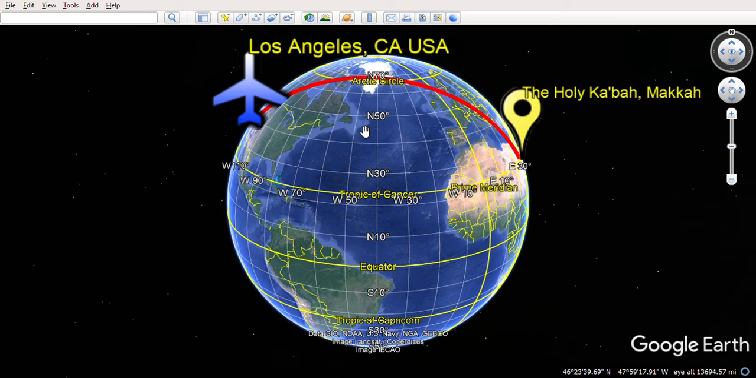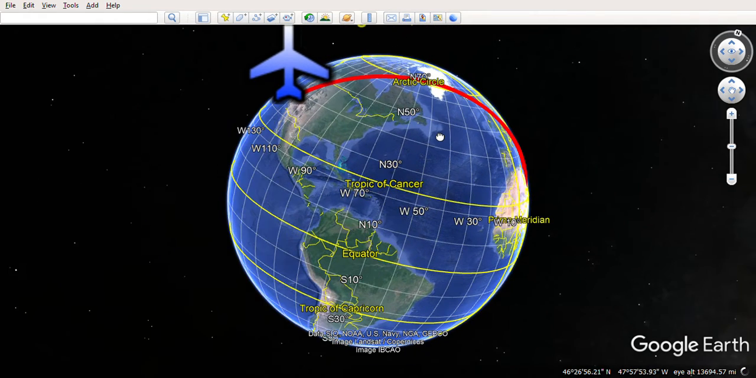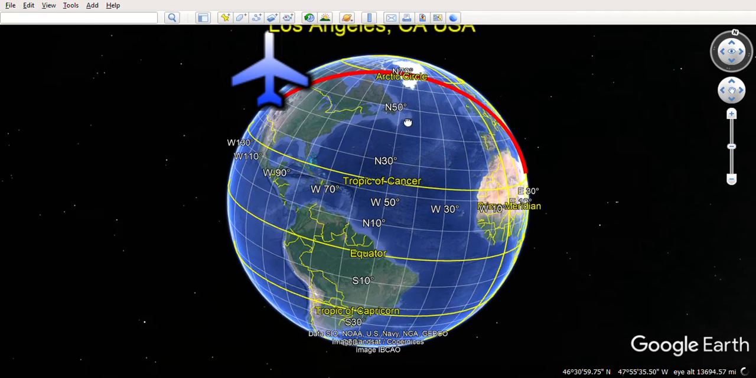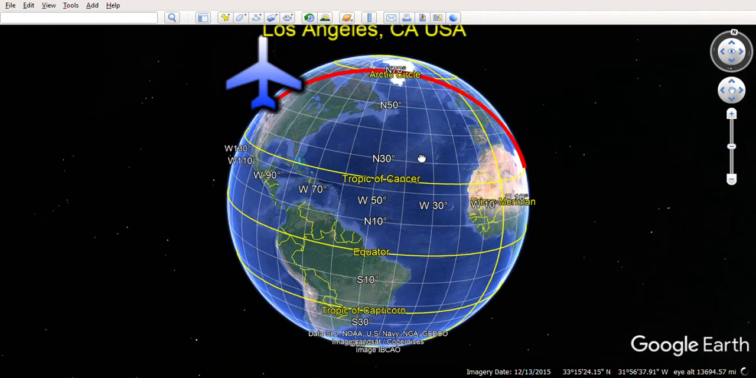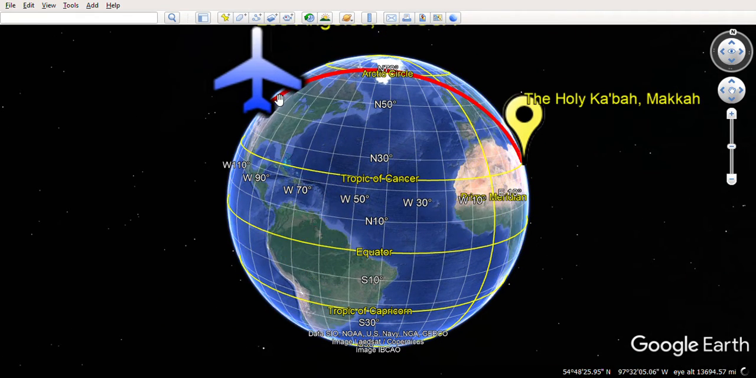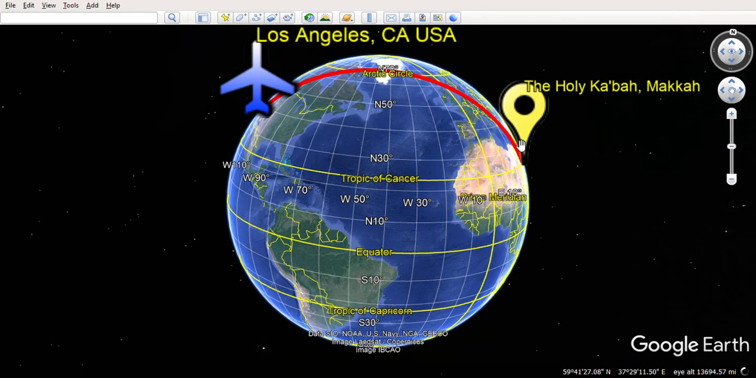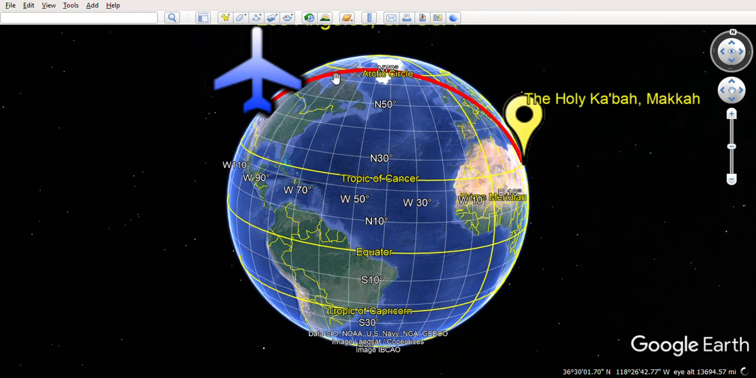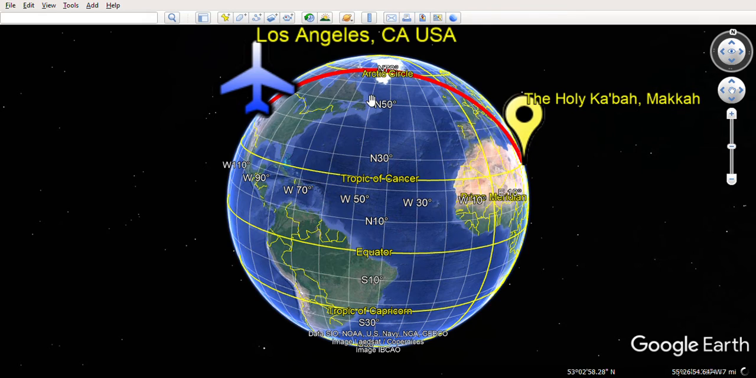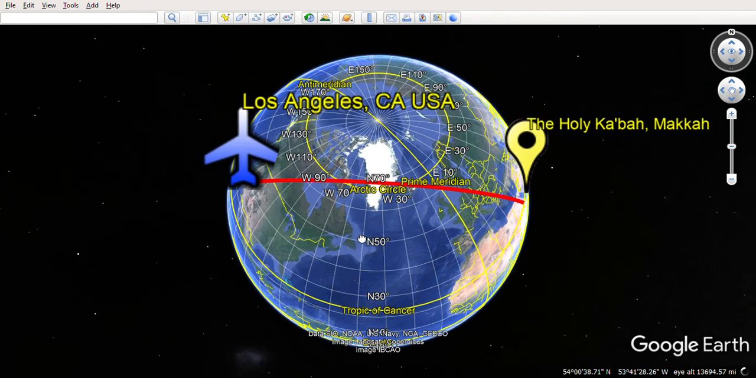So let's get back to the basic point again. Earth is fixed in its north-south axis, and Allah Ta'ala fixed it. No one can change it. And when Earth is fixed in a north-south axis, this line appears as a straight line. But it is not a straight line. It is a traveling route from Los Angeles to Mecca. It is not a straight line here, and it is not a straight line here either.